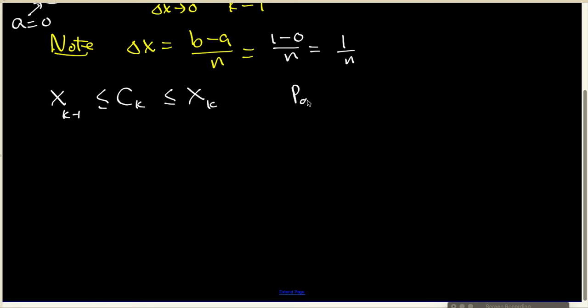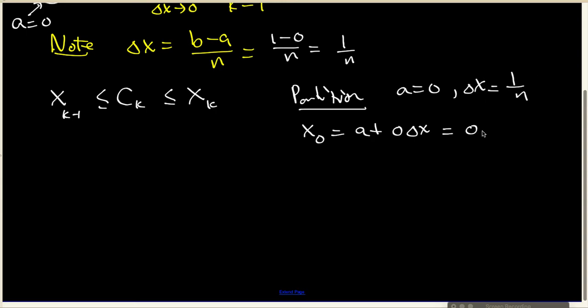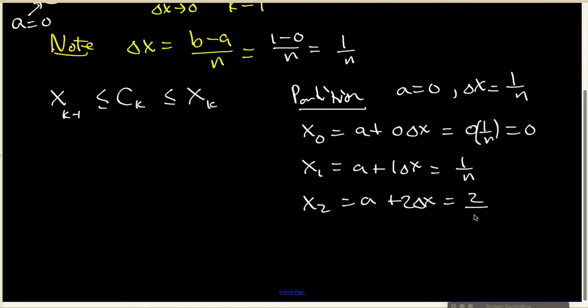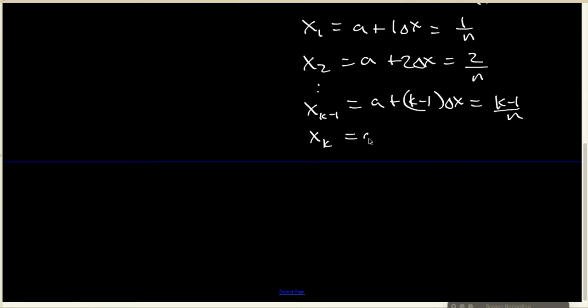What I want to remember is that my partition is going to look like x0 is a plus 0 times delta x, and a here, remember, is 0, so that is just going to be 0 times delta x, of course, is 1 over n, so this is going to be 0 times 1 over n, so that's just going to be 0. x1 is going to be a plus 1 times delta x, and that's just going to be 1 over n. x2 is going to be a plus 2 times delta x, and that's going to be 2 times 1 over n, which is going to be 2 over n. In general, xk minus 1 is going to be a plus k minus 1 times delta x, which will wind up in the context of our problem being k minus 1 over n. And xk is going to be a plus k times delta x, which in the context of our problem is going to be k over n.